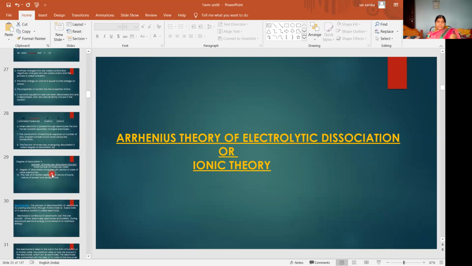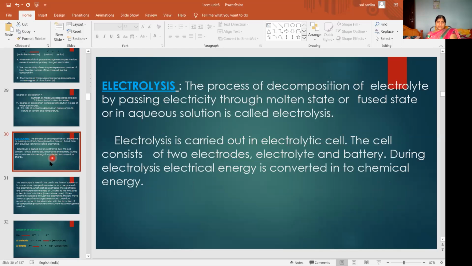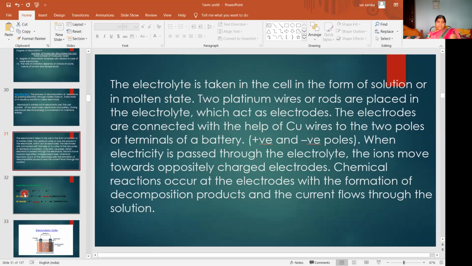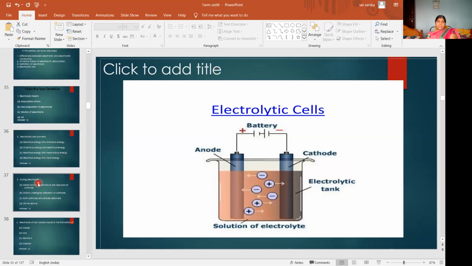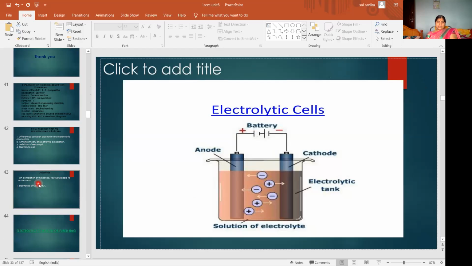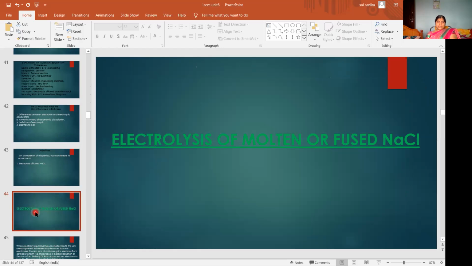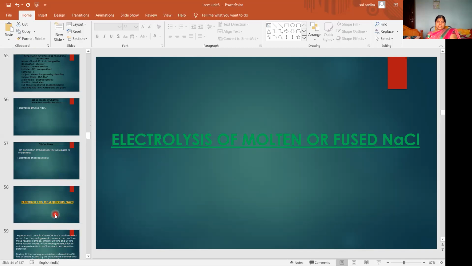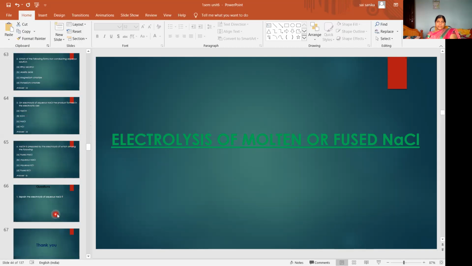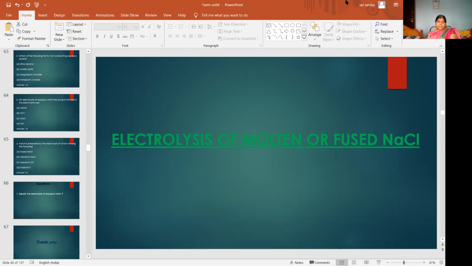Then we studied electrolysis. What is electrolysis? What is an electrolytic cell? That is, the construction and working of the electrolytic cell. Next, we discussed electrolysis of fused NaCl. Then today we discussed electrolysis of aqueous NaCl. We will use the whiteboard, and I will draw the diagram once again.